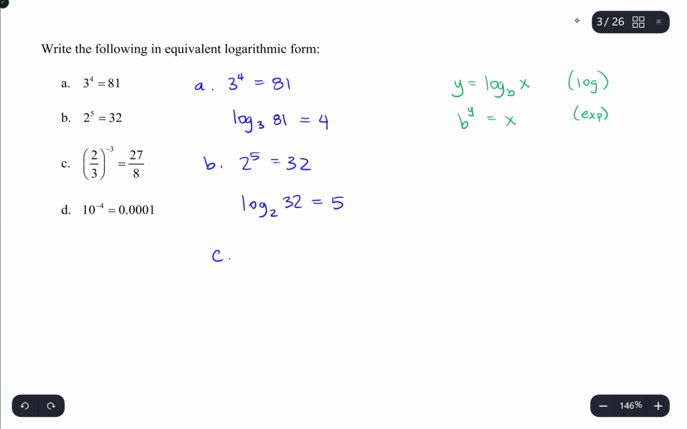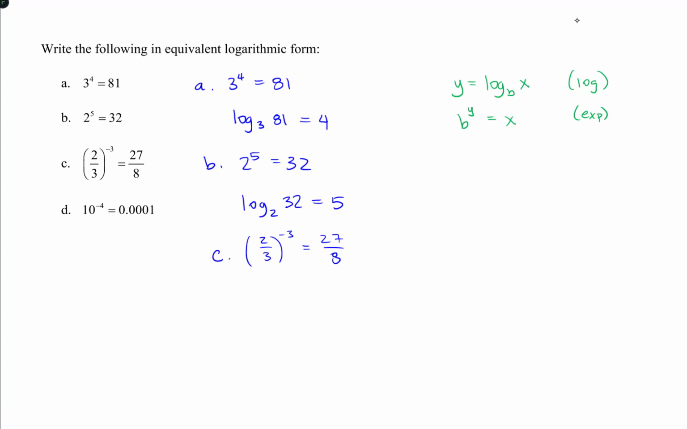For part C, things are looking like it's going to get a lot more difficult, because here we've got negative exponents, we've got fractions. But as long as you follow this mapping, it's not really any more difficult to do this one. So the base of your logarithm is still the number that has the exponent attached to it. So in this case, our base is 2/3.